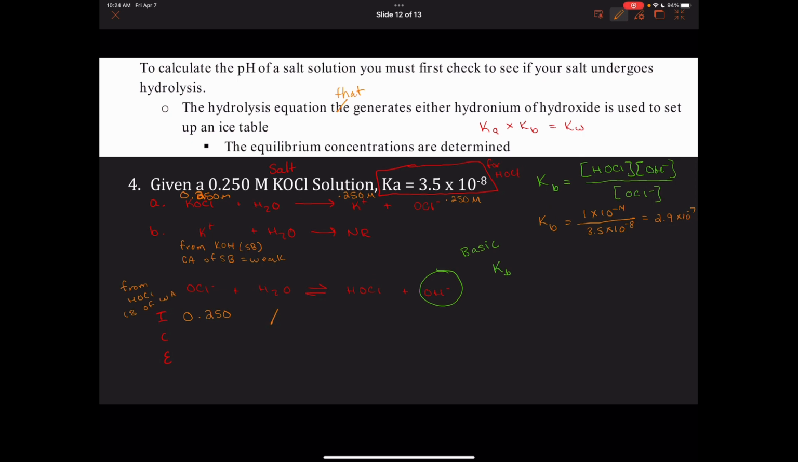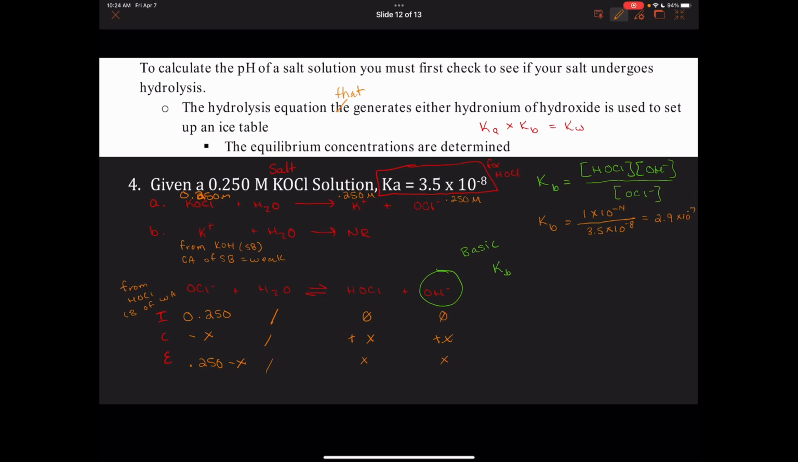We don't care about our water. Our products are initially 0. My reactant goes down by X. My products go up by X. So at equilibrium, I've got 0.25 minus X for my OCl minus, X for my HOCl, X for my hydroxide. So we plug that equilibrium line into our K expression.